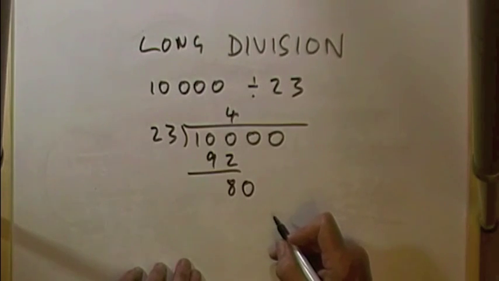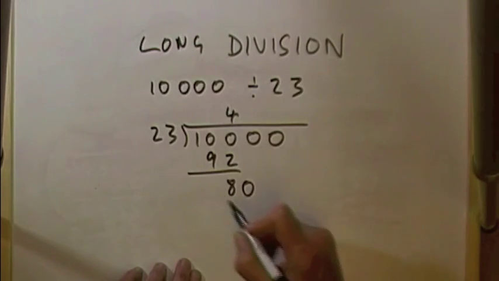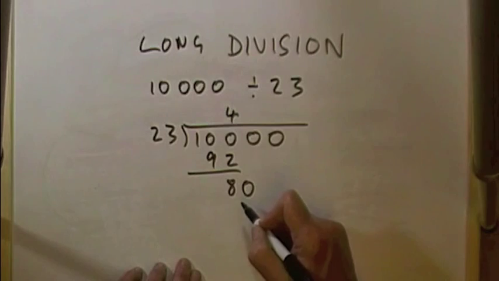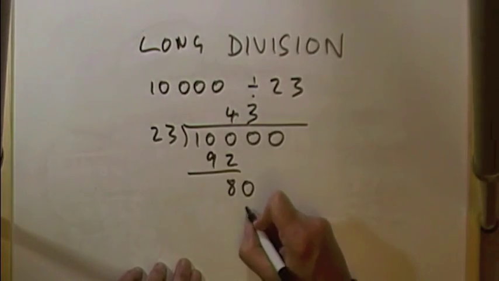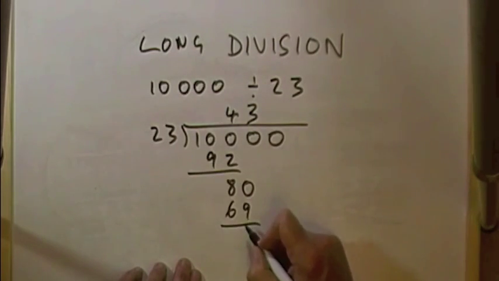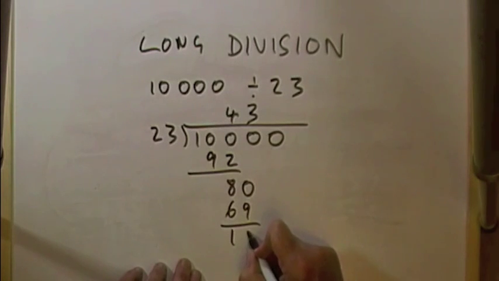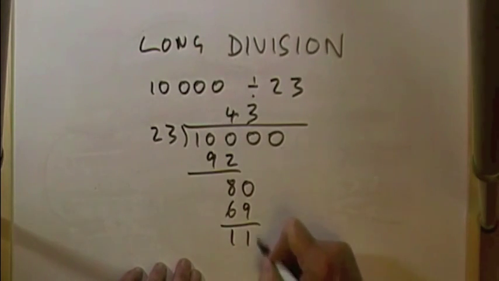How many tens of 23 can I take out? Well, 25. That's probably about 3, isn't it? 3 times that, 9, 69. Ooh, it looks dangerously close. Nah, doesn't look dangerously close at all. 11 left over.